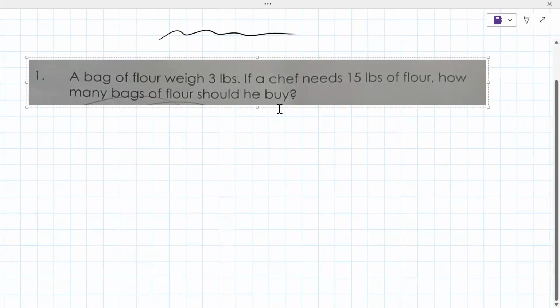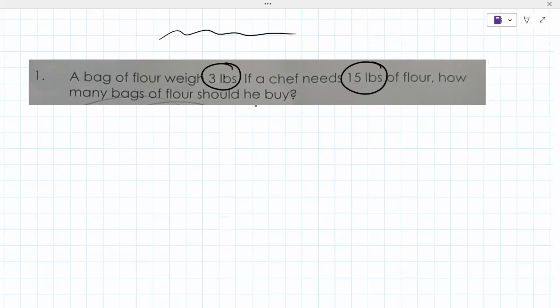How many bags of flour should he buy? Okay, so what are the two numbers that you see in the problem here? What are the two numbers? 3 and 15. Okay. So there's a couple of ways to do this.